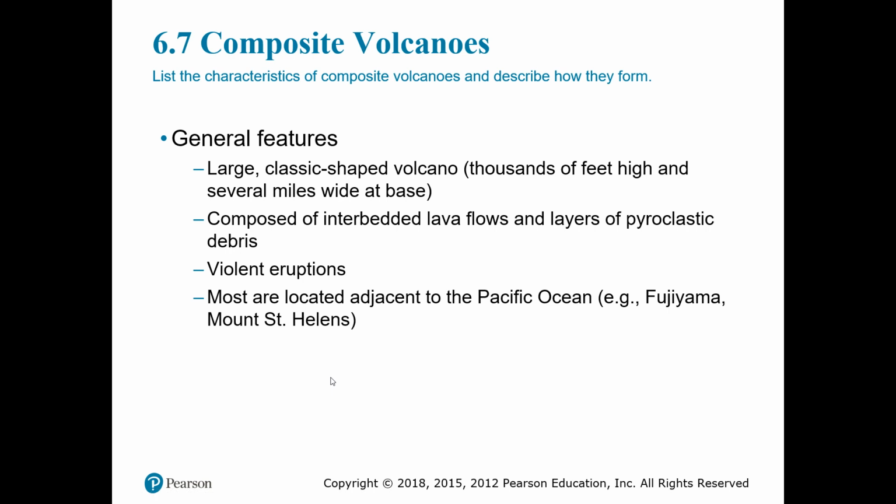Composite volcanoes are the largest of the volcanoes. This is what someone would draw if you asked them to draw a picture of a volcano. They're thousands of feet high and very wide at the base, although not as wide as our shield volcanoes. And if we could slice the volcano in half and look at what it was composed of, we would see alternating layers of lava, then ash and dust and debris, rocks, and then another layer of lava, and then another layer of that pyroclastic debris. So we would see it almost like a layered cake of events that indicate multiple flows.